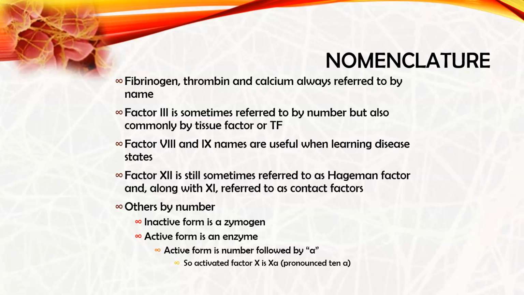As long as they are inactive and just hanging out doing nothing, they are zymogens, and they are known by their factor name. Once they have been cleaved, or their structure has been changed to activate them, the active form is the enzyme, and we refer to it by the number and a lowercase a. So factor 10, the active form of that is 10a. It's written X, but it is actually the Roman numeral 10. So 10a.